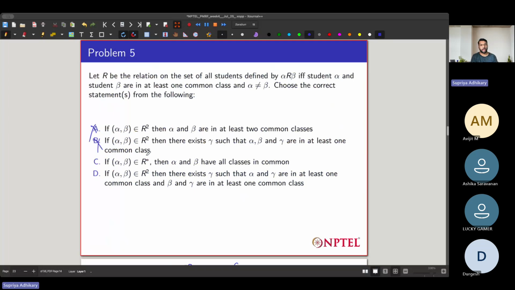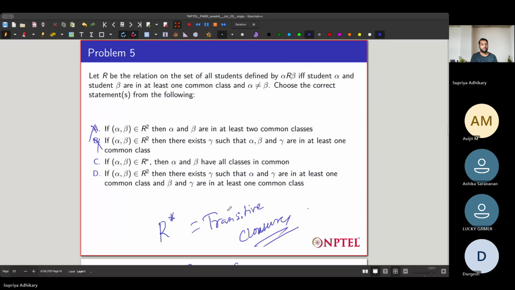The next option says that if alpha beta belongs to R star, where R star is basically the transitive closure, then alpha and beta should have all classes in common. Okay, so we will get to that.